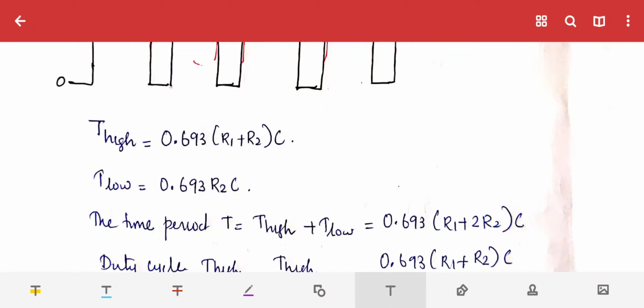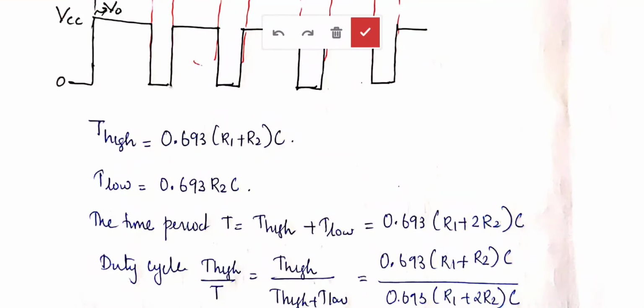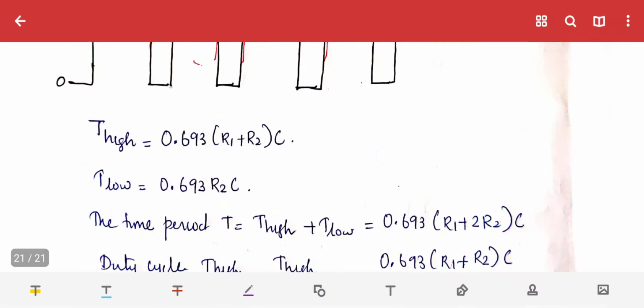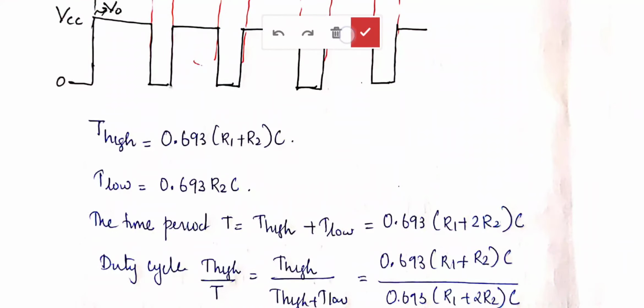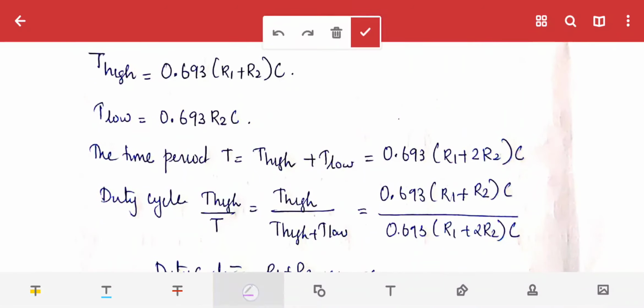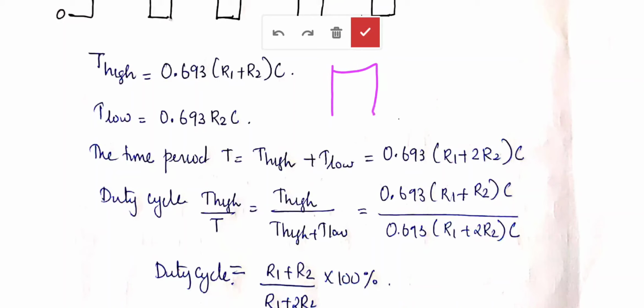So you can see here, T high means the time period over which the output voltage is in the high state. High state means on state. T high is nothing but 0.693 (R1 + R2) C. Just study this equation, no need of the derivation. So T high is equal to 0.693 into (R1 + R2) into C.